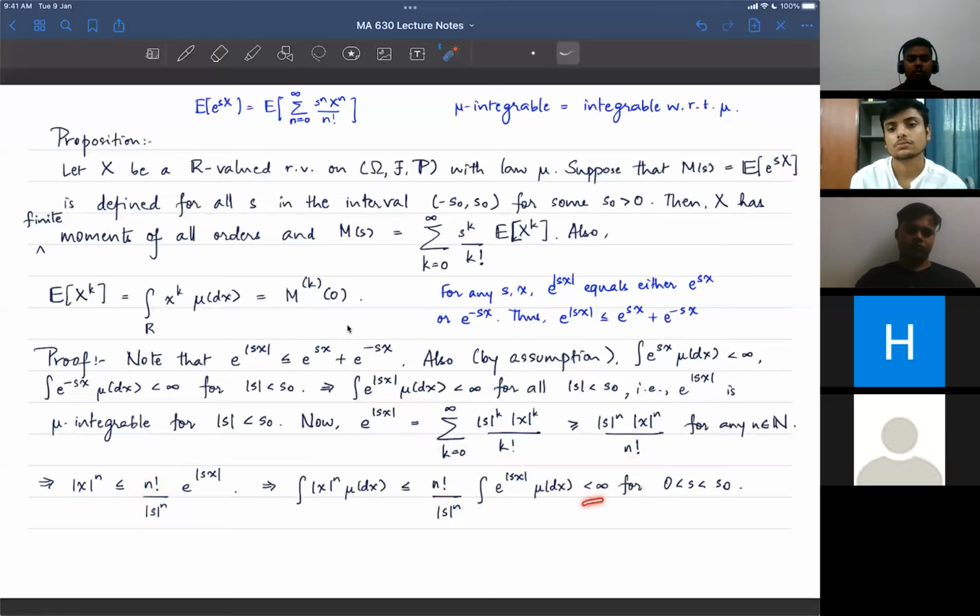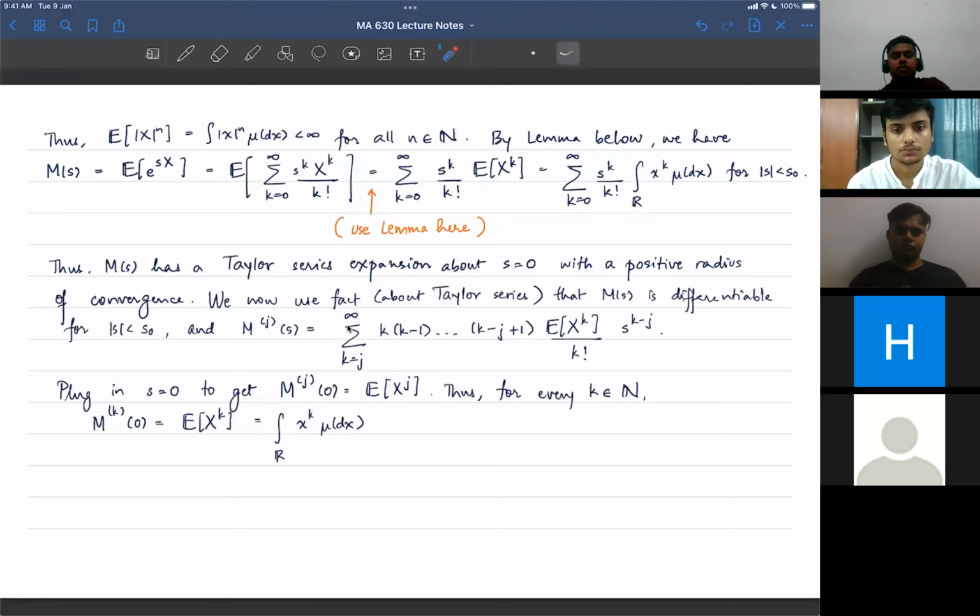Okay, so what you get is that expectation. Now, what is this thing? This is simply the expectation of mod x to the n. All right. So what you get is that the expectation of mod x to the n is finite for all natural numbers n. In other words, we have shown that all moments of x exist.